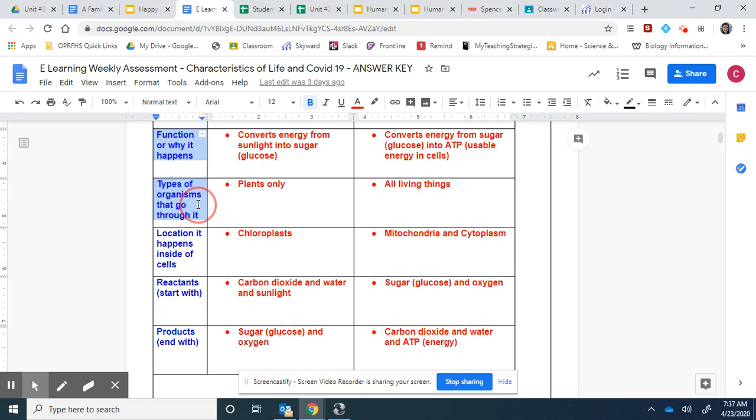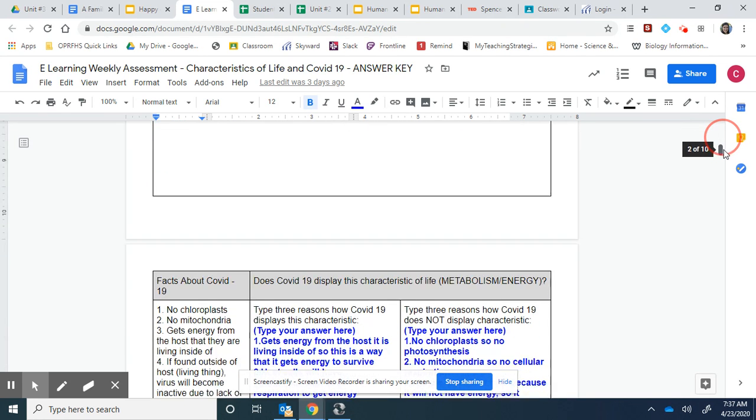So this first column was why we go through these things. The second column is what organisms go through those things. The third was where does it happen inside the cell. The fourth is what do we start with? Remember, we call those reactants. And then the fifth box was what do we end up with? Once again, take a screenshot and then go back and make sure that you have the correct answers in the correct boxes. Now I'm going to scroll down.